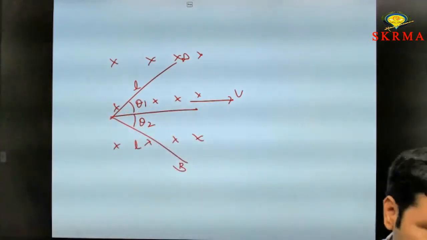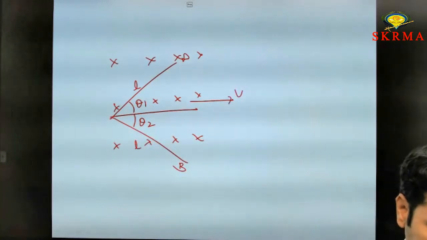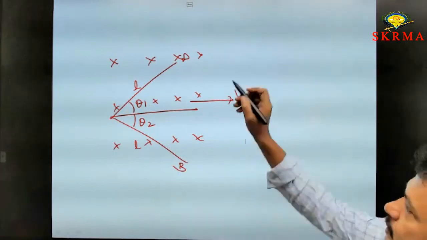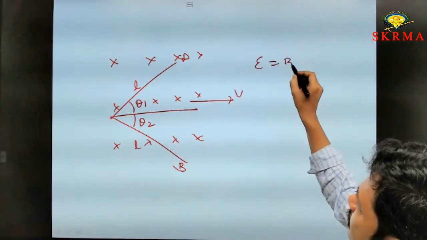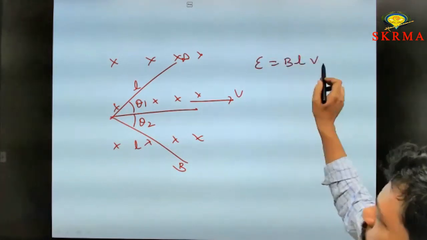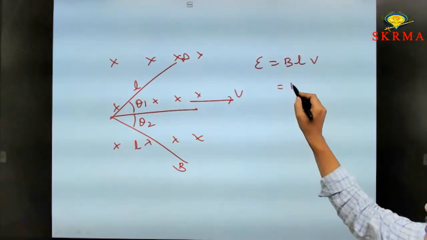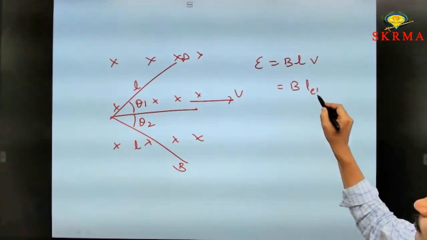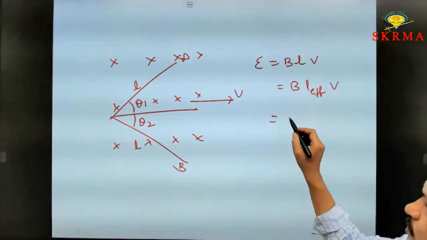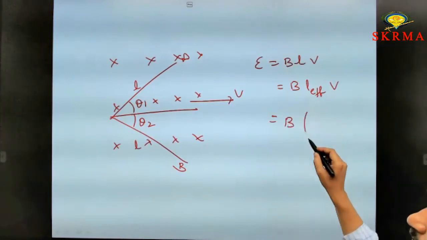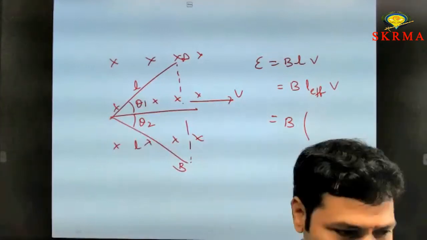Then what is the direction of current? They often ask about the direction of current, as well as what is the induced EMF. The induced EMF here is E equals B L V. If B is constant, with moving velocity, in this case we have to calculate B into L effective into V. B is constant. L effective is the effective length of the conductor.